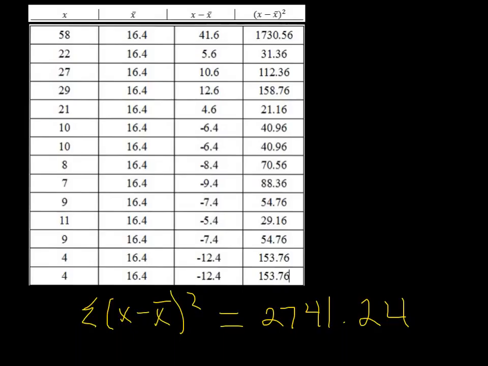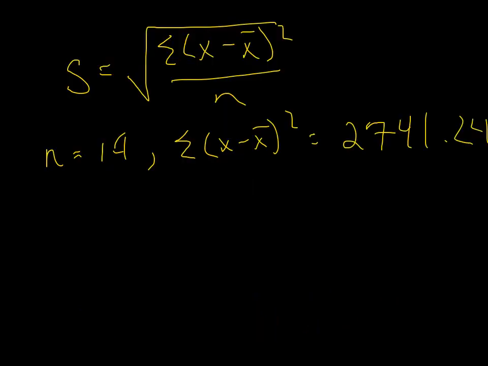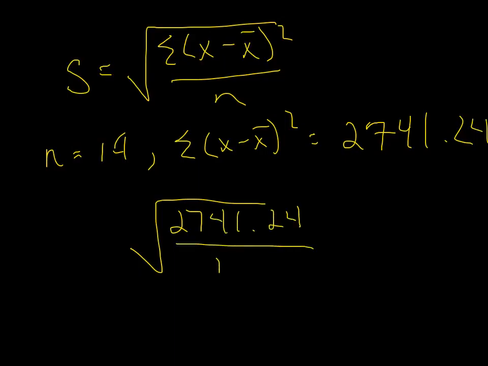So now that we know that, we can plug that value into the formula, divide by n, and take the square root, and we'll have our standard deviation. So if we plug everything we know into the standard deviation formula, we get the square root of 2741.24 divided by 14. And that works out to be 13.99, or we could call it 14.